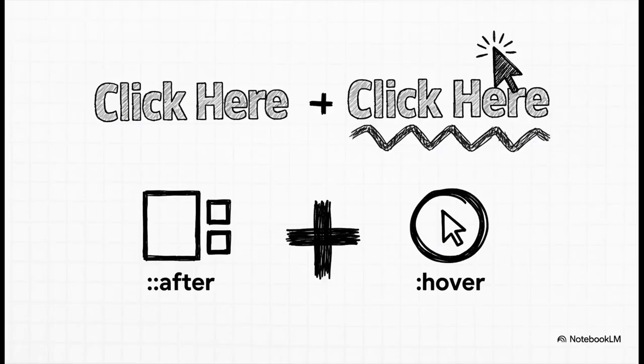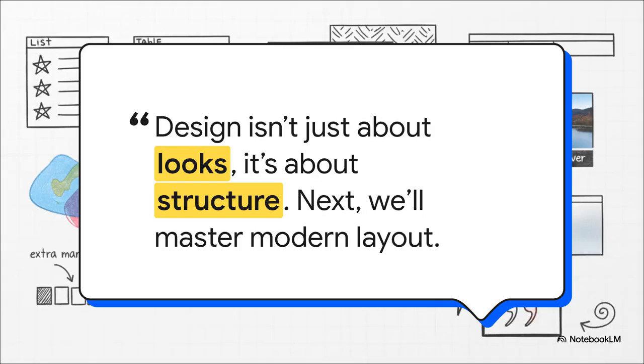And this is where it all clicks into place. You can combine these pseudo-elements with pseudo-classes. Those are keywords for special states, like hover. For instance, you could create a decorative underline using ::after that only shows up when you hover over a link. It's a really powerful way to build these dynamic, interactive details using only CSS. No JavaScript needed.